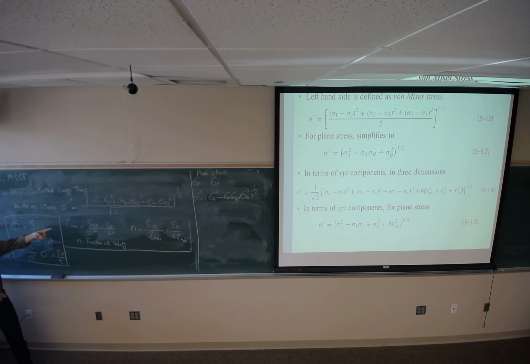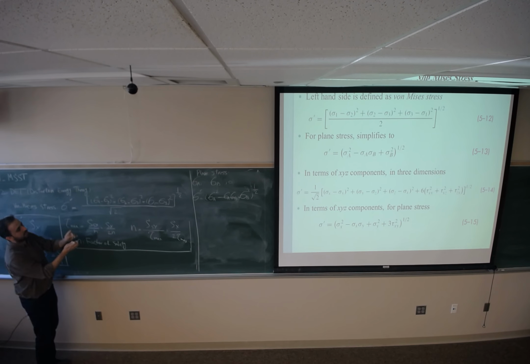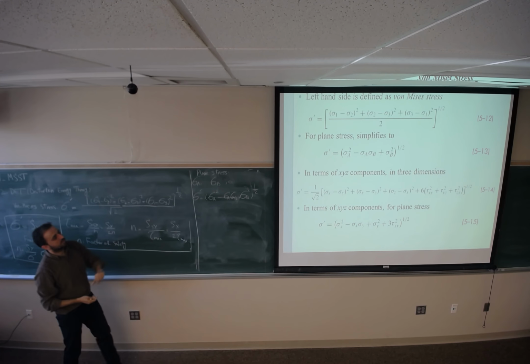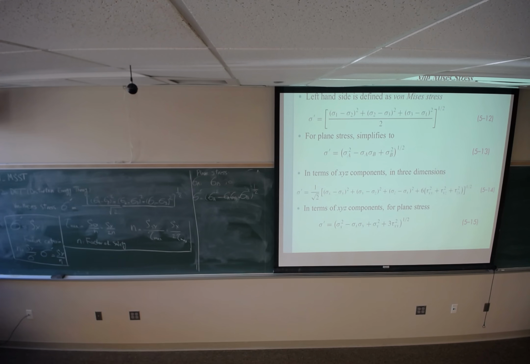How did I get this? Just suppose sigma 1 is sigma A, sigma 2 is 0. Just plug in sigma 1 as sigma A, sigma 2 equals 0, sigma 3 is sigma B. If you do that and simplify the von Mises stress, you are going to end up with this.